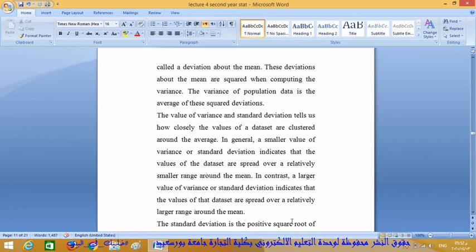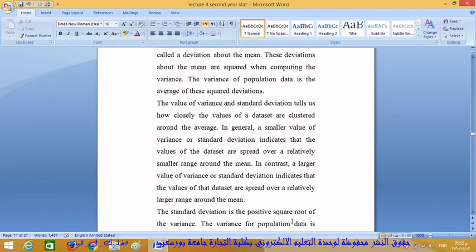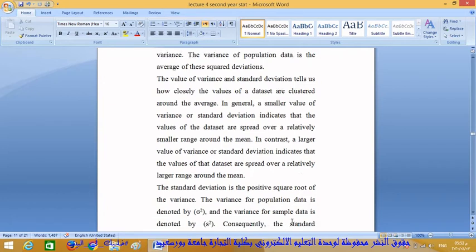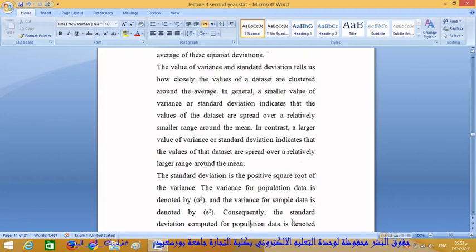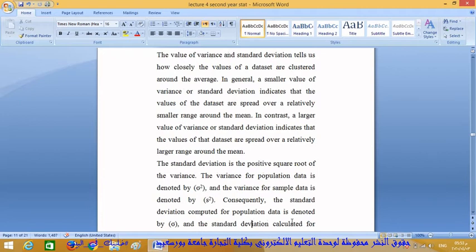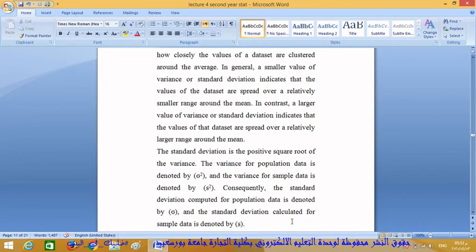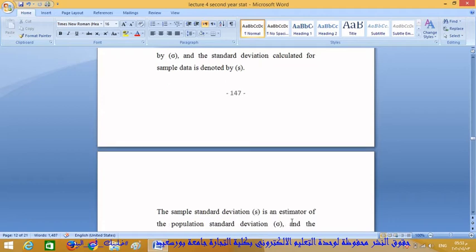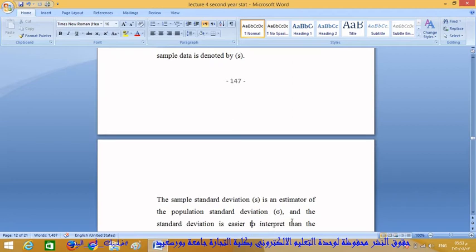The standard deviation is the positive square root of the variance. The variance for population data is denoted by sigma square, and the variance for a sample is denoted by S square. Consequently, the standard deviation computed for a population data set is denoted by sigma, and the standard deviation calculated for a sample is denoted by S.